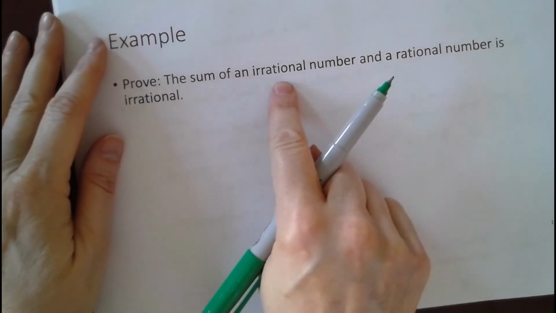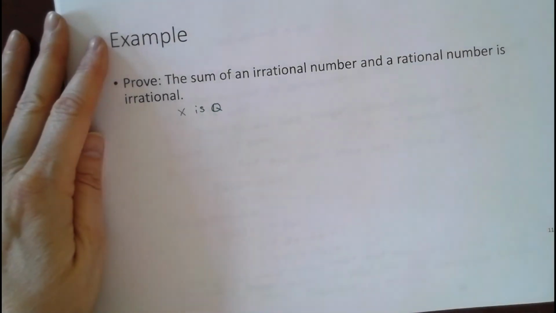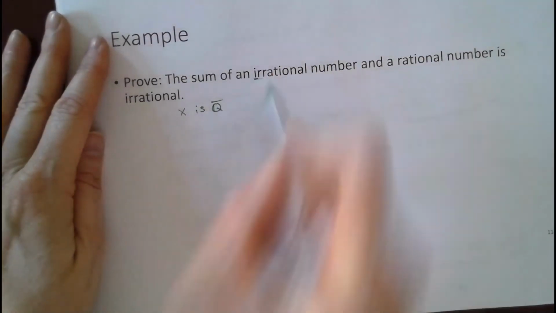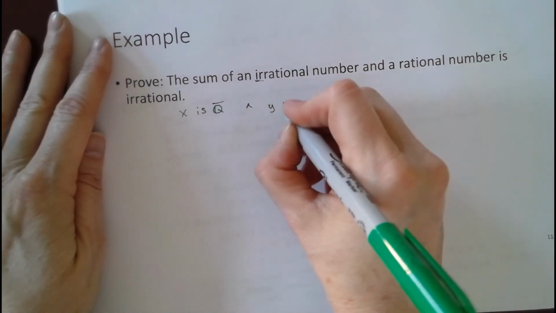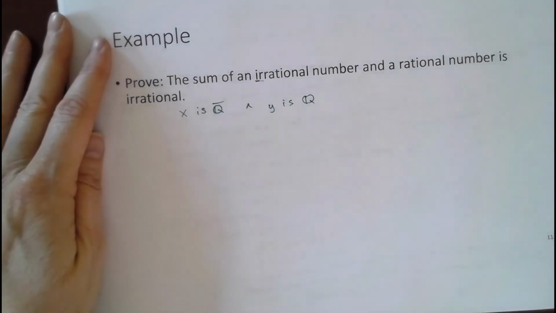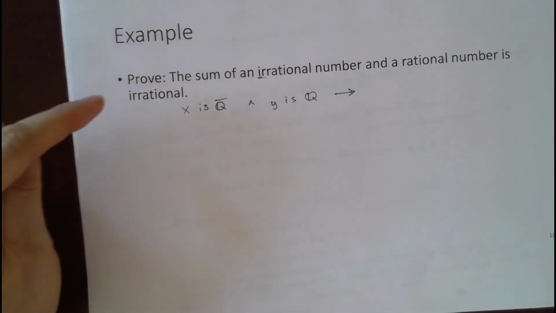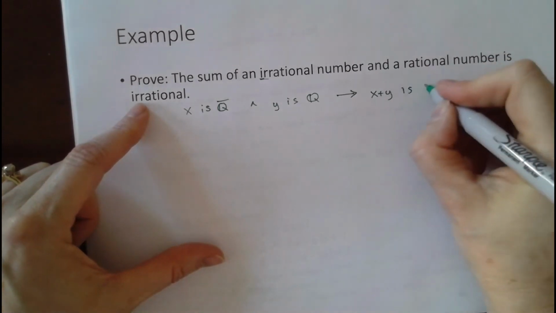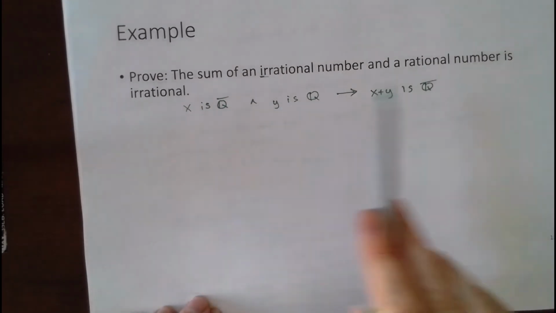The sum of an irrational number and a rational number. So I have x is irrational, and let's say y is rational. So I've got these 2 numbers. Then I want to say that their sum, x plus y, is going to be irrational. That's really what we're trying to do. Sometimes it's easier to write it so that you can see these are my hypotheses, these are my conclusions.